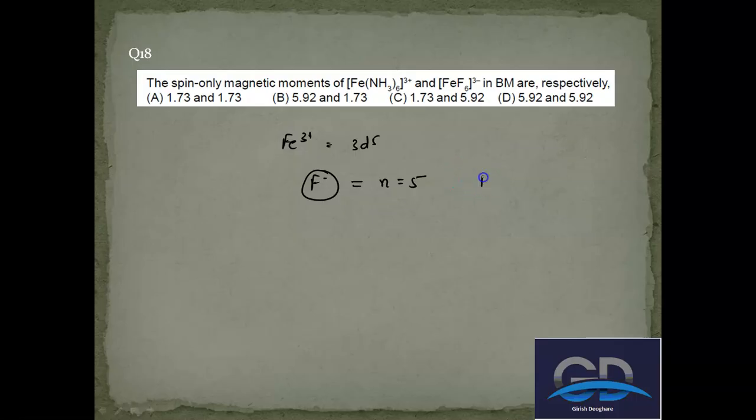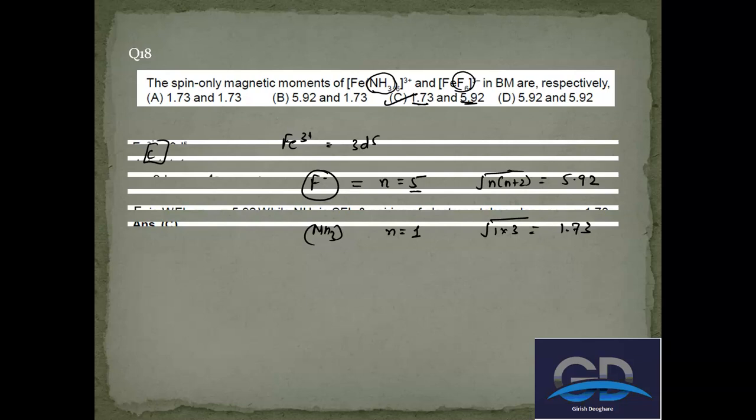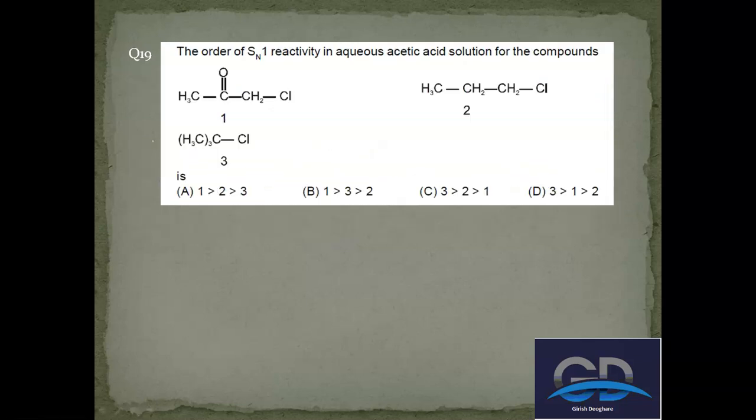And therefore the magnetic moment, which is calculated as under root of n into n plus 2, will be equal to nearly 5.92. Now for the case of ammonia, it will be paired. So when you pair 5 electrons, the number of unpaired electrons will be 1. So under root of 1 into 3 will correspond to 1.73. So the answer for this question is that for ammonia it would be 1.73, and for F minus it has to be 5.92. For question 18, the answer is C.